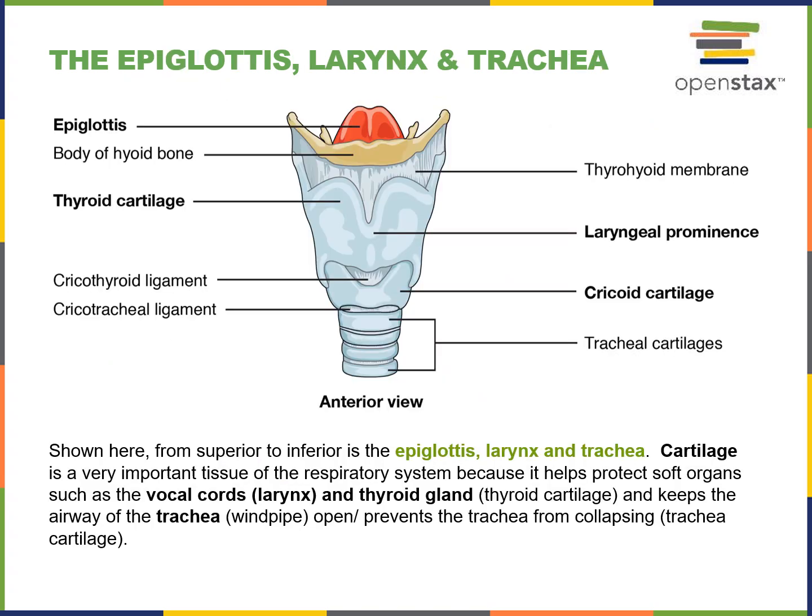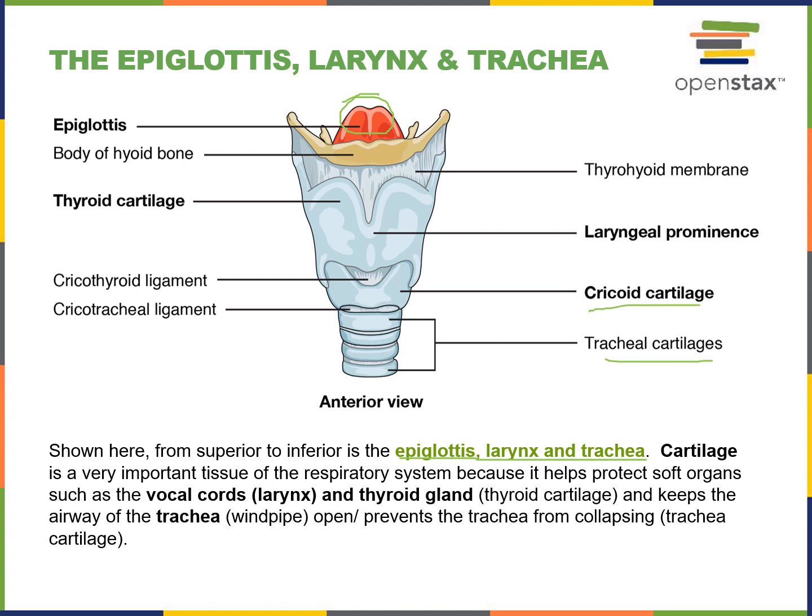Shown here from superior to inferior is the epiglottis, larynx, and trachea. Again, you see blue. This is telling you that many of these structures are made of cartilage, not bone. So cartilages all have names like this.